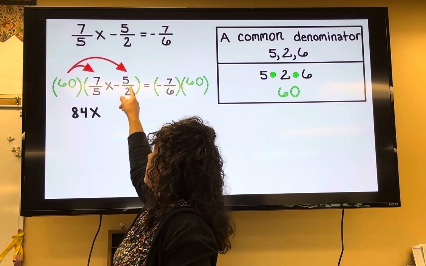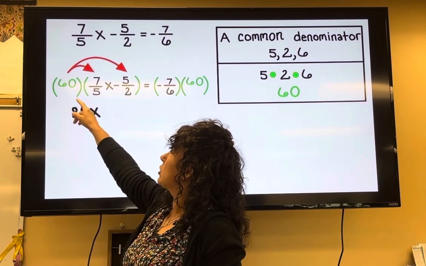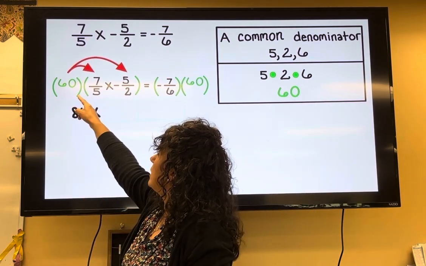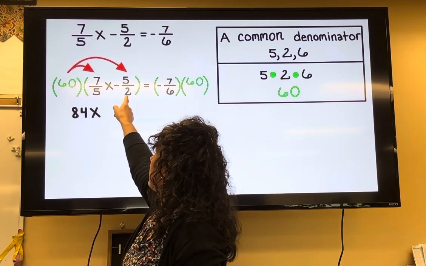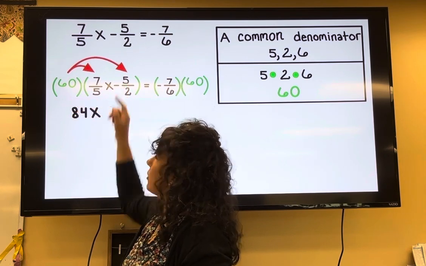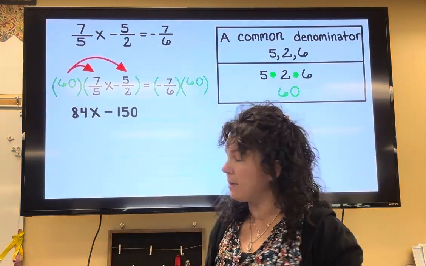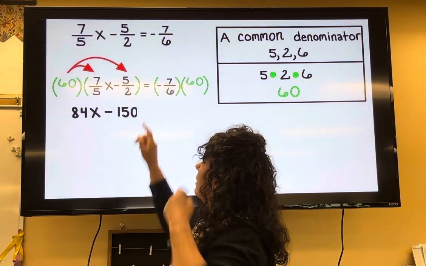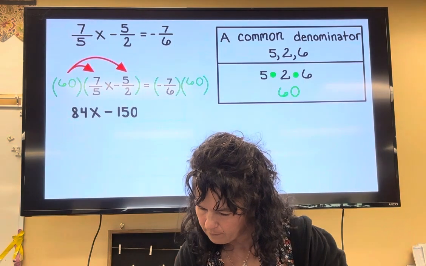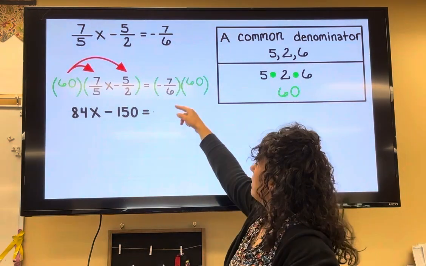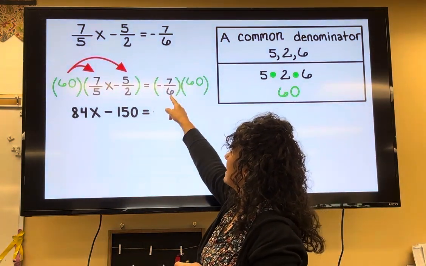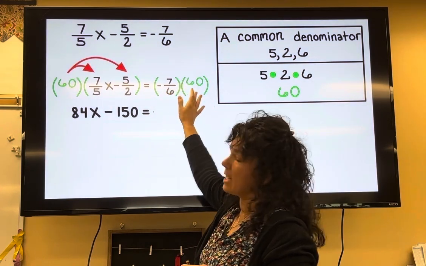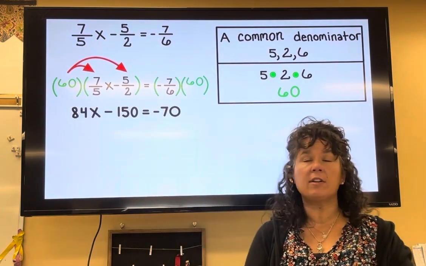then 60 times negative 5 over 2, positive times negative is negative. Then 60 divided by 2 is 15, or excuse me, 60 divided by 2 is 30, and then 30 multiplied by 5 is 150. Positive times negative is negative. Let's bring down the equal sign. Okay, and then multiplying these together, 60 divided by 6 is 10, and then 10 times 7 is 70. It was negative times positive, so it's negative 70.